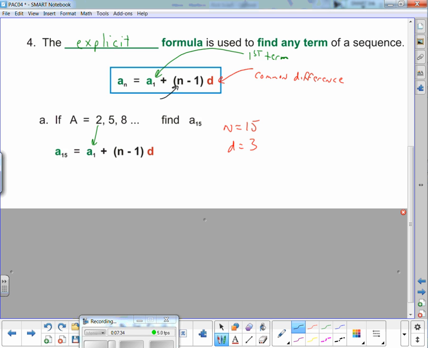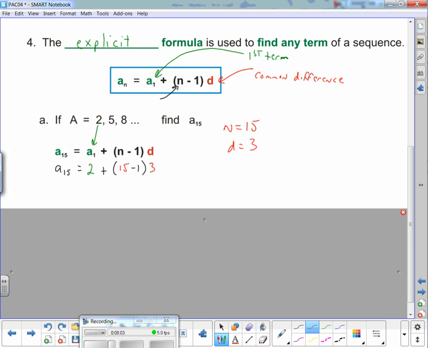So now we'll come into our formula. A sub 15 equals a sub 1. We said that was a 2. Plus parentheses. We said n was 15, right? I'm just putting in where it goes. Minus the 1. Close the parentheses. And we said d was 3.